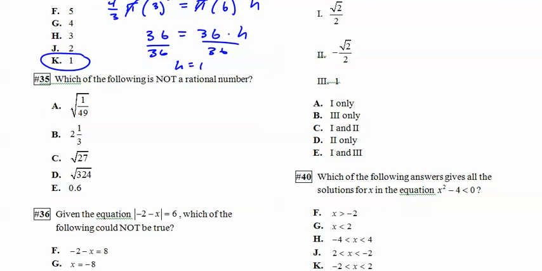Which of the following is not a rational number? Now, a rational number has the letters ratio. So this is 1/7. No problem. Not them. This is going to be 3√3. So I'm thinking it's going to be that one. Square root of 324 is 18. So no, no. So it is C.